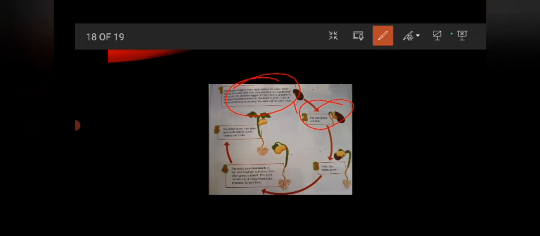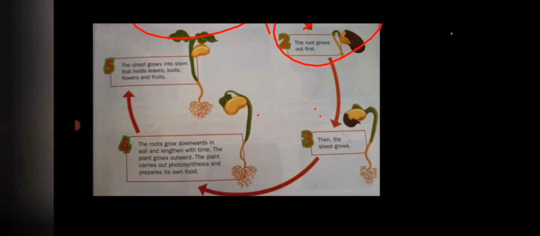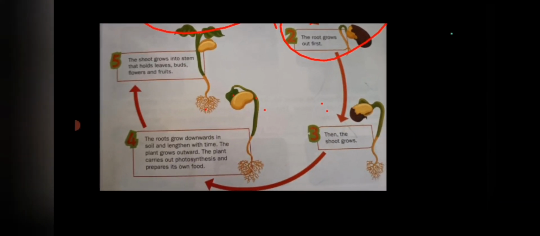Here they have mentioned, the root grows out first. You can see here the root grows out first. Then the third process is that the shoot grows. After the root comes, after some time the shoot will arise. The root grows downwards, you all know.